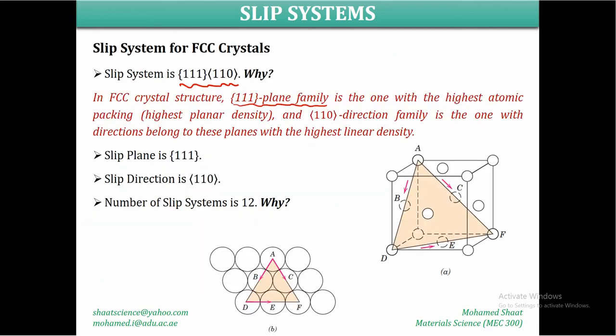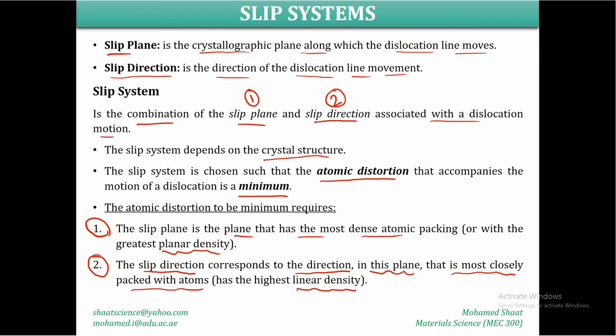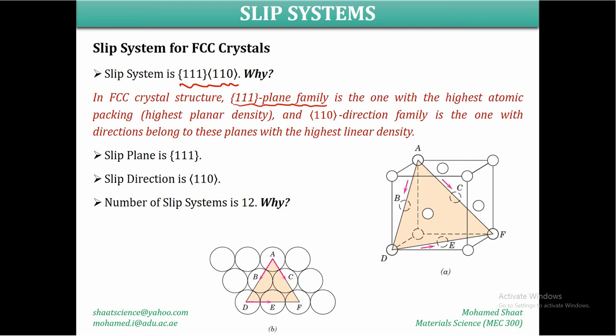So for the FCC crystal structure, it is not just one plane that could be considered as a slip plane. No, it is a group of planes, lots of planes that belong to this family: 111. For example, the crystallographic plane 111 is one of the planes that belong to this family of planes. The same thing, the direction 110 is one of the directions that belong to this family.